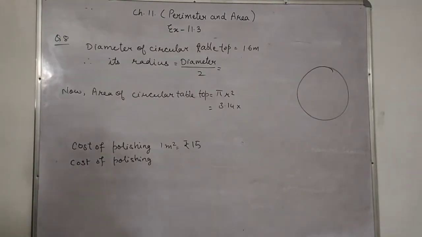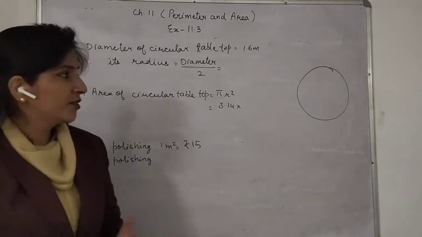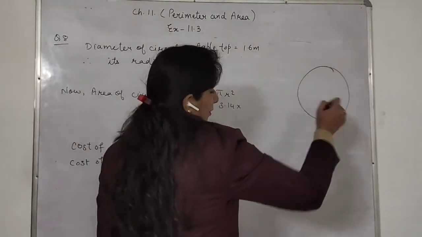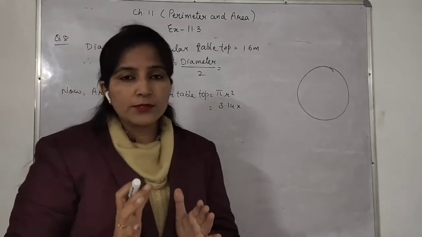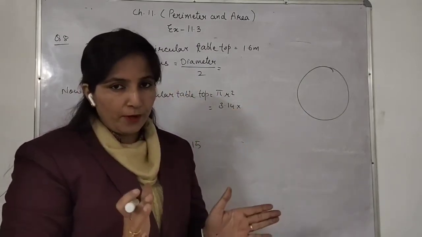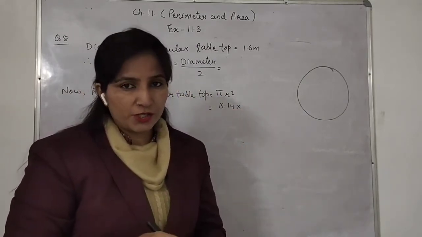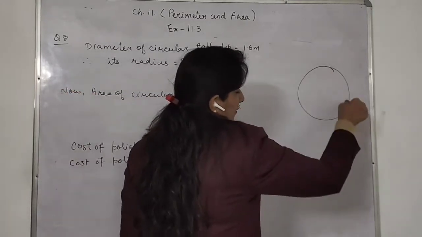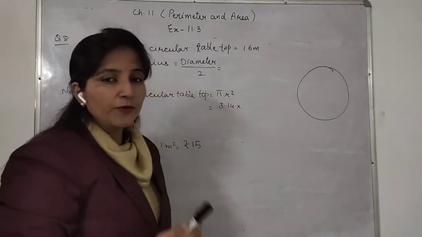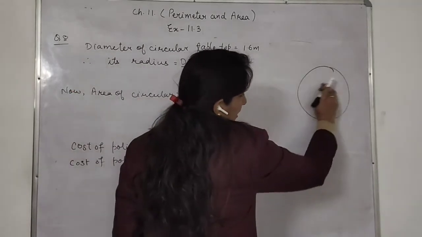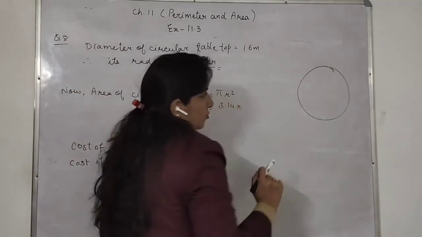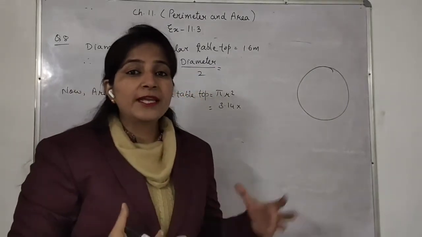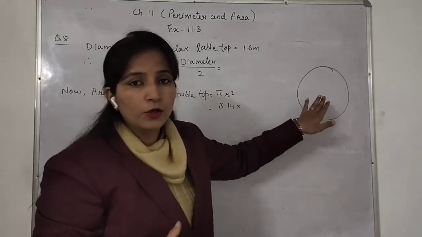Now students, question number 8, in which there is a circular table, and in this circular table there is a top which we have to polish. For polishing, what do we require? We require the circumference or the area? We need to polish here, so this is area. So we need to calculate the area of this circular top.